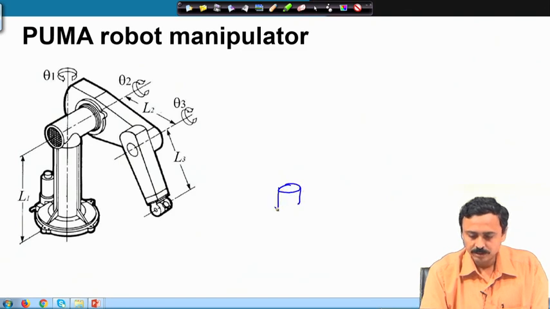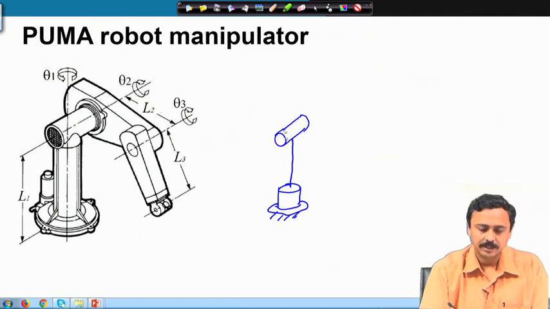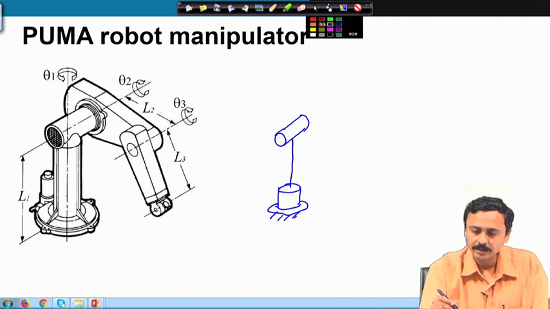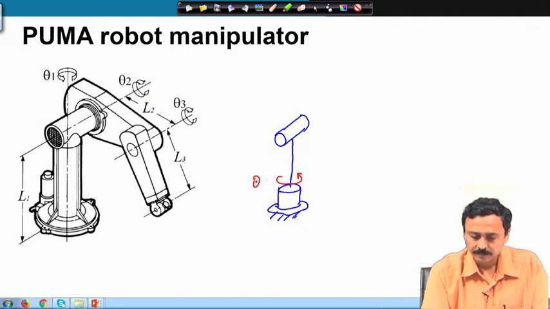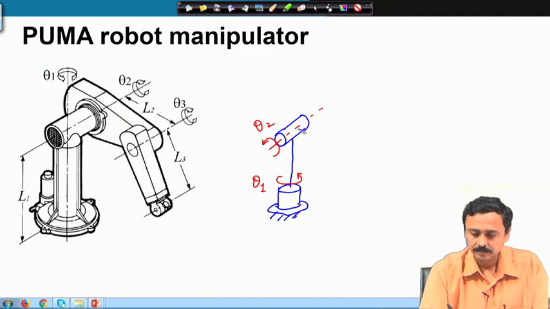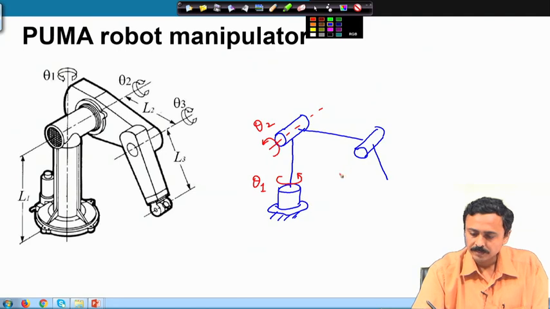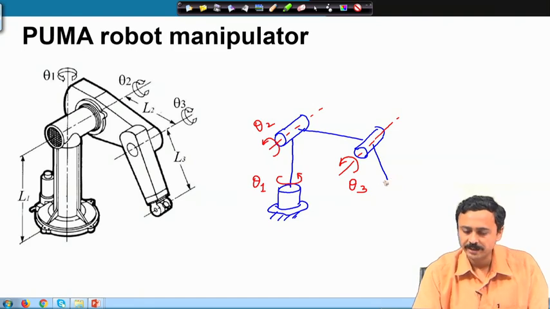So, if I draw the ground, so this is the theta 2 axis, this is the theta 1 axis, this is the theta 2 axis, this is the theta 3 axis, and finally, we have the end effector at the end.